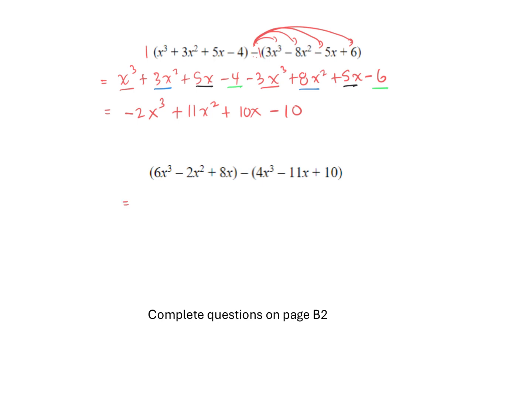Okay, let's do this last one. So we've got a 1 in front of the first bracket, so nothing is going to change. We've got a negative 1 here, so negative 1 times 4x to the power 3 is negative 4x to the power 3. And negative 1 times a negative 11 is positive 11x. And then we've got a negative 1 times a positive 10 is a negative 10. And then we'll collect like terms. 6 and 4 is 2. We've got minus 2x, which is all by itself.